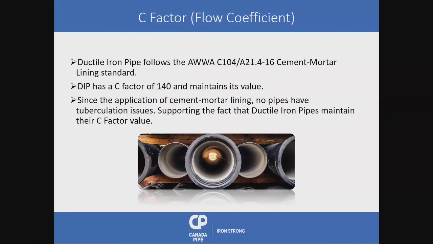But C factor. So ductile iron pipe, we'd use cement mortar lining. We have a C factor of about 140. PVC uses about 150, and we know that ours stays at 140 to 135. It doesn't go below that, and we know that because we've been installing cement mortar lining for about 90 years. So we have a lot of material to look at and determine that that's the truth.